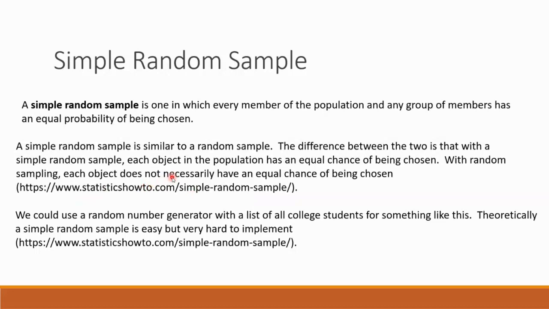It is a little bit different. They say here from the website that in a random sample, not every object has an equal chance of being chosen, so it is similar to a simple random sample. I just wanted to point that out. So how do you actually get a simple random sample? It's one of those things where theoretically it's easy, but it's very hard to implement. Practically it's very hard to do, but theoretically it's very simple. So that's what a simple random sample is.